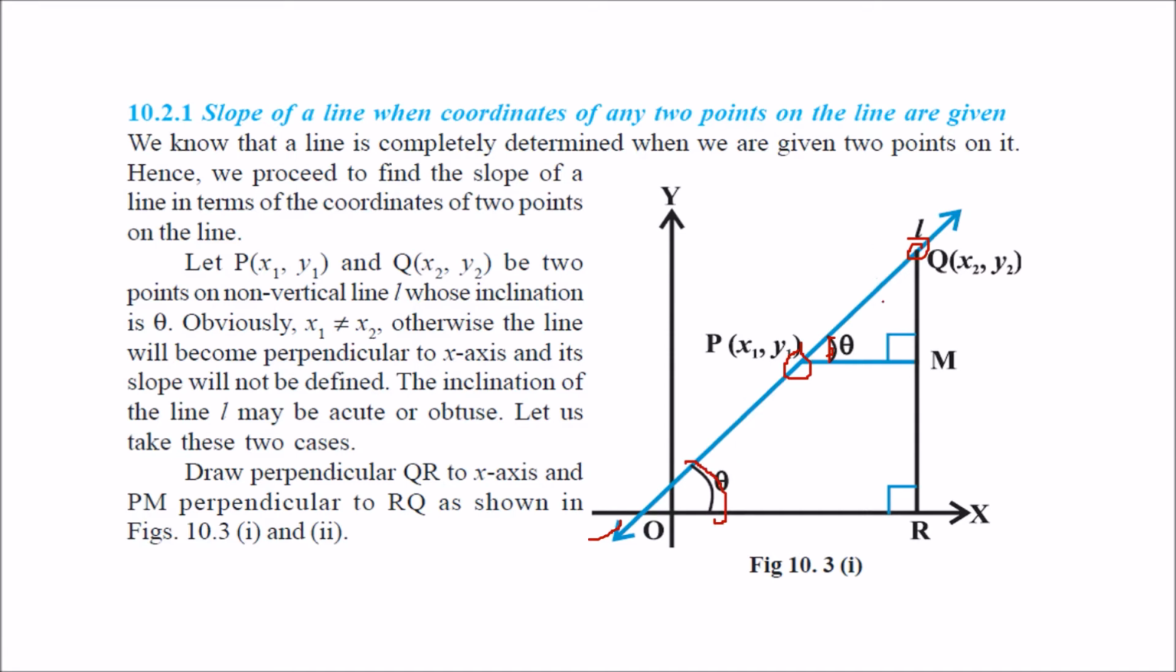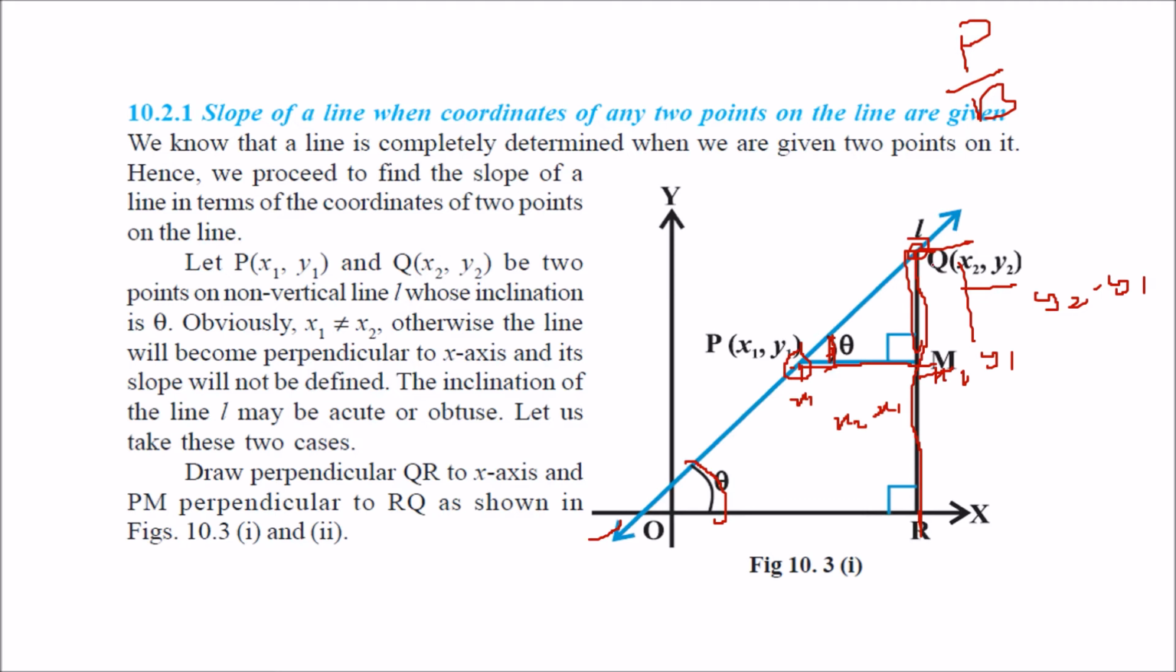So what we are going to do here is, we'll drop a perpendicular. This is x2, y2. These 2 points. This is x1. So this is x1 and this is x2. So what is this distance? x2 minus x1. What about this? This is y2 and this is y1. So what is this distance? y2 minus y1. And you know that tan theta is perpendicular by base.